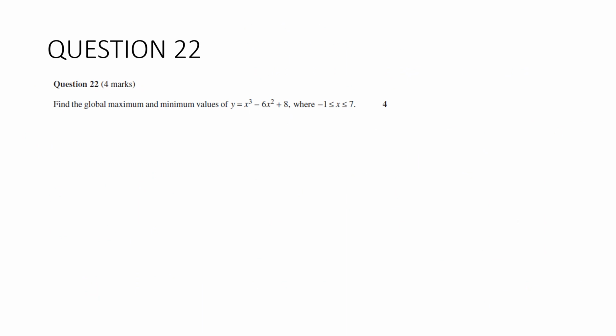22. Find the global maximum and minimum values of y equals x cubed minus 6x squared plus 8. And we're given a range of values. Now, maximum and minimum, it's all to do with differentiation, obviously, but when we have got a restricted domain, we also have to check the endpoints. So x equals -1 and x equals 7. But let's start by differentiating.